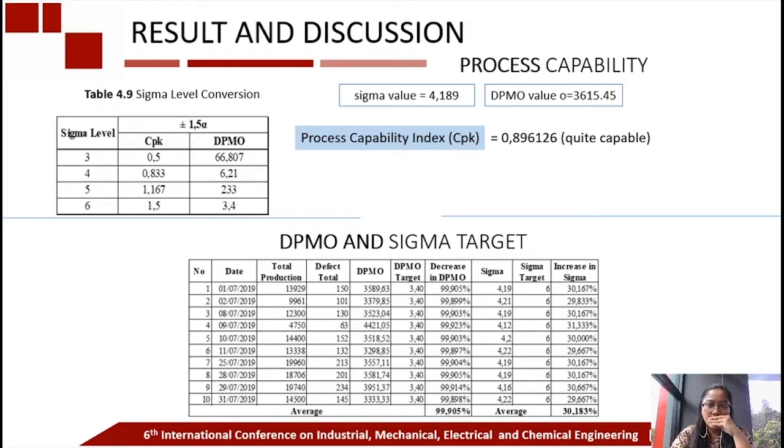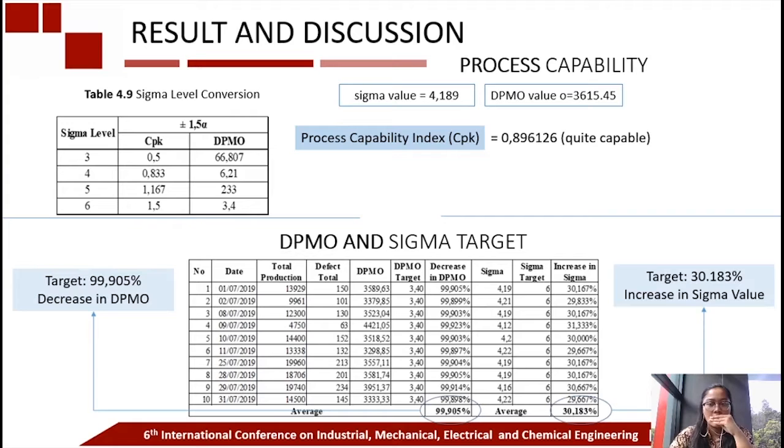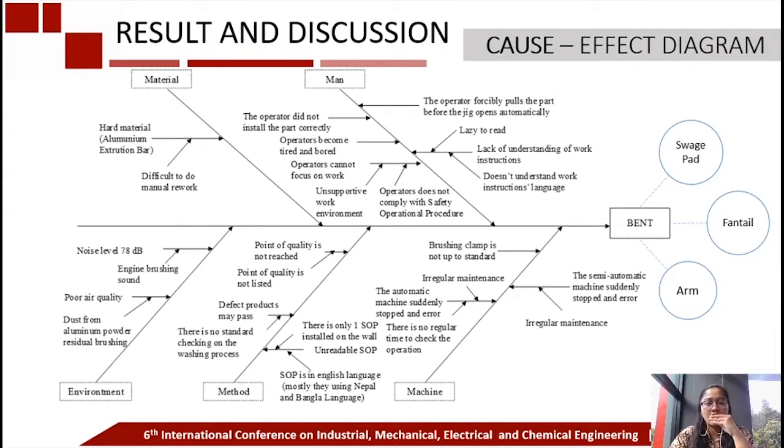And then we measure the process capability. The process capability index reaches 0.89, quite capable. So the DPMO and sigma target, this is from the date 1 until 31st. The target is to increase the sigma value up to 30%, and then to decrease DPMO, the target is 99.9%.